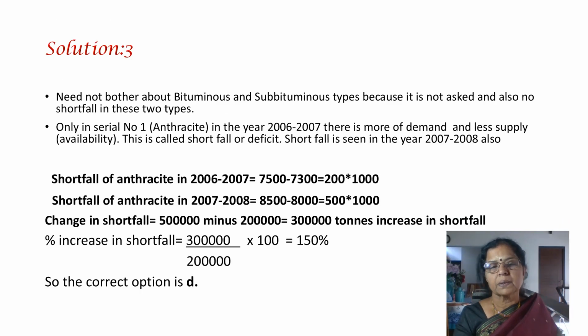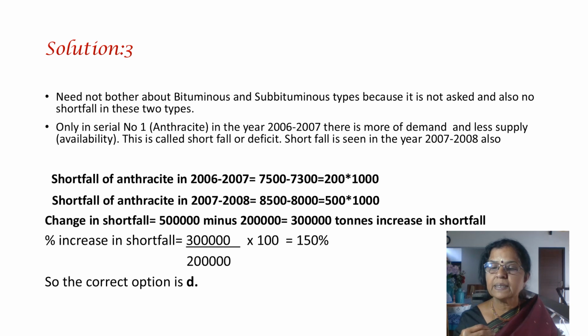See, for this question number 3, we need not bother about the bituminous type or the subbituminous type. Why? Because it is not asked. And there is no shortfall in these two cases. Here in bituminous and subbituminous type, availability is more than the demand. The supply is more than the demand. So we need not bother about it. Where is the shortfall, the deficit? Only in the case of the type 1 coal, which is anthracite. And in both the years, 2006-7 and 7-8, there is a deficit.